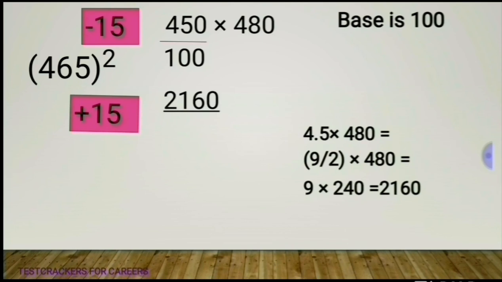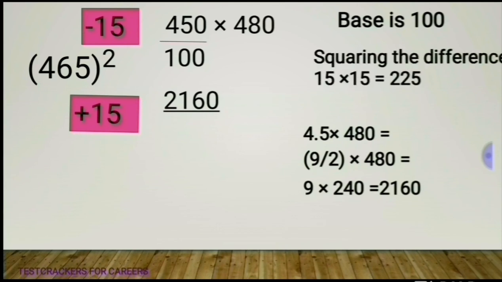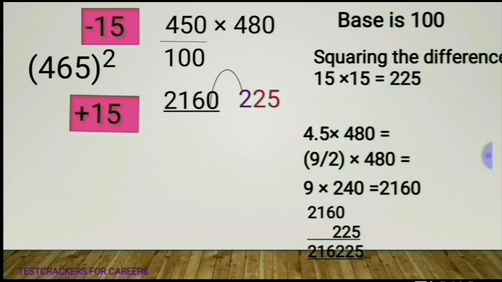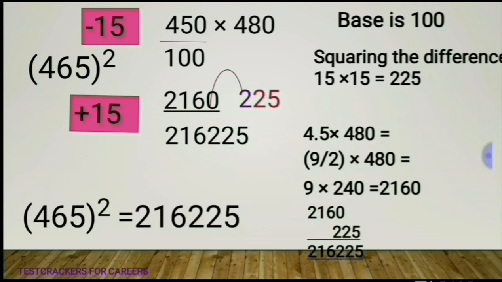For the second part, we square the difference, which is 15. 15 squared is 225. Since the base is 100, we can write 2 digits in the second part and we carry over 2 to the left hand side. We add 0 to 2 and we get 216225. 465 squared is equal to 216225.